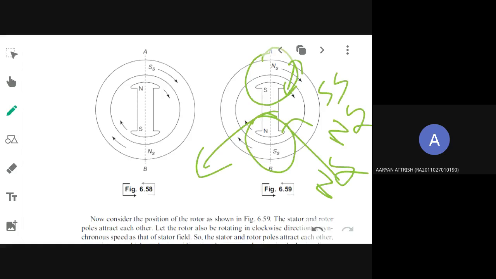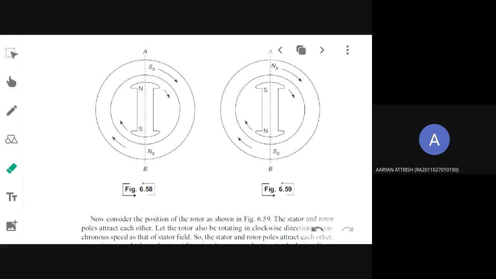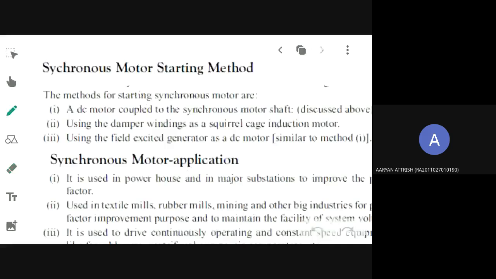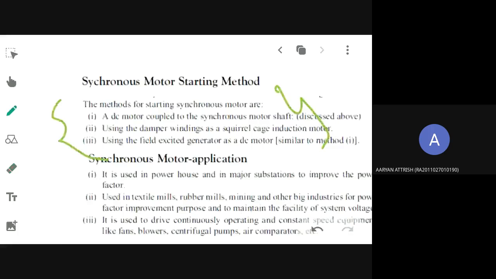In order to have this, there are many starting methods. What are the starting methods that are given here? Applications are also given. For power factor correction, the synchronous motor is mostly used. Power factor correction, PFC. This might also be asked in an MCQ. Whenever you want to use a machine for power factor correction, which machine will you prefer? What machine is used for power factor correction? Synchronous?